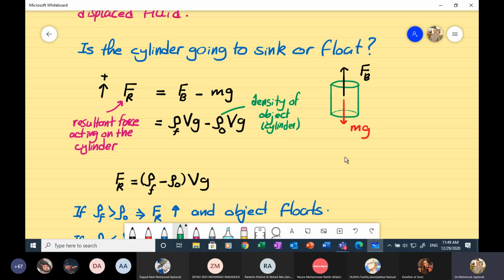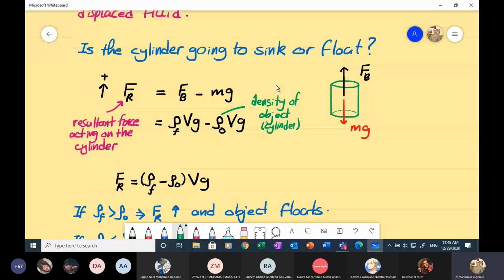Okay, when does it sink? When the weight is more than the buoyant force. Yes, when the weight is greater than the buoyant force, it will sink. If they are both equal, it will hang in equilibrium.